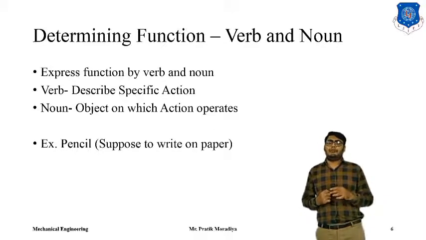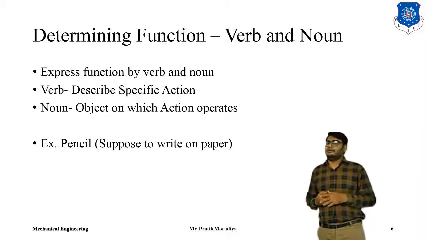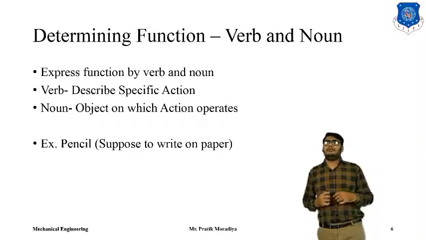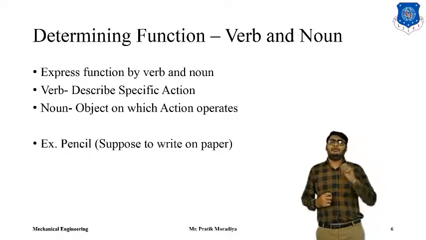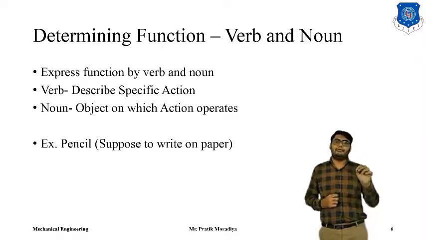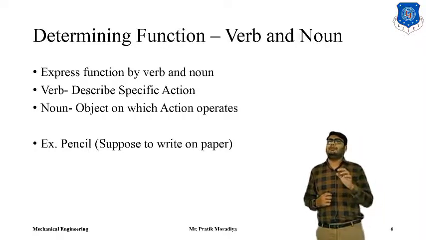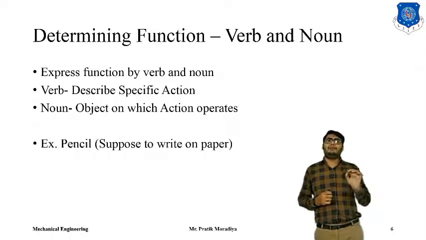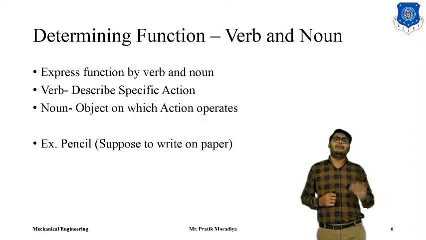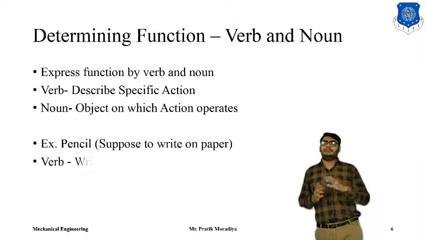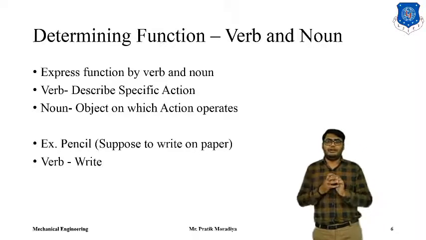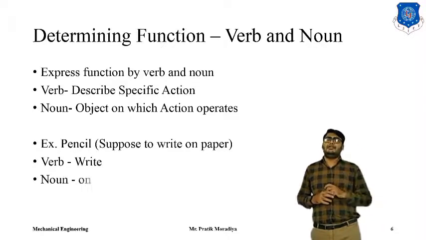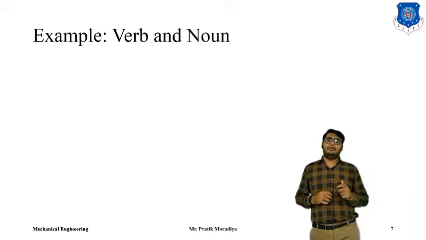What if I want to write on a whiteboard? A pencil is not useful for that. What if I want to write on the walls? Pencils are not useful for that either. So what is the function of a pencil? To write on paper, specifically on white paper if you have a black pencil. If you have a white colored pencil, then the function of the pencil will be to write on colored paper. So that's how specific you need to be when you are determining the function. So the verb here is write and the noun here is paper.